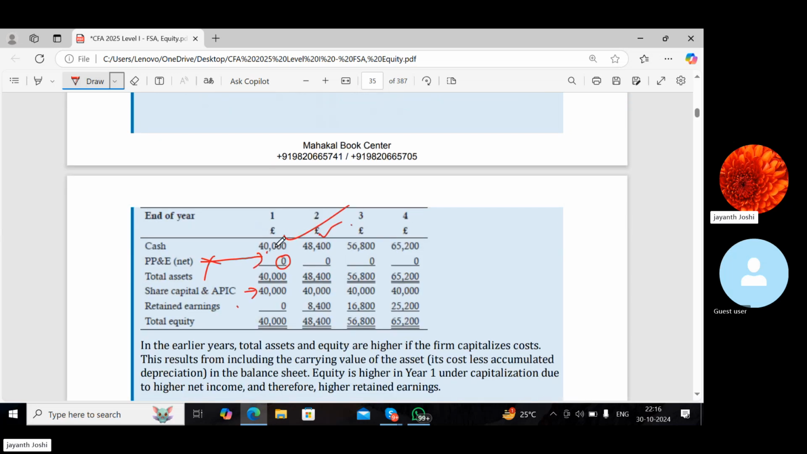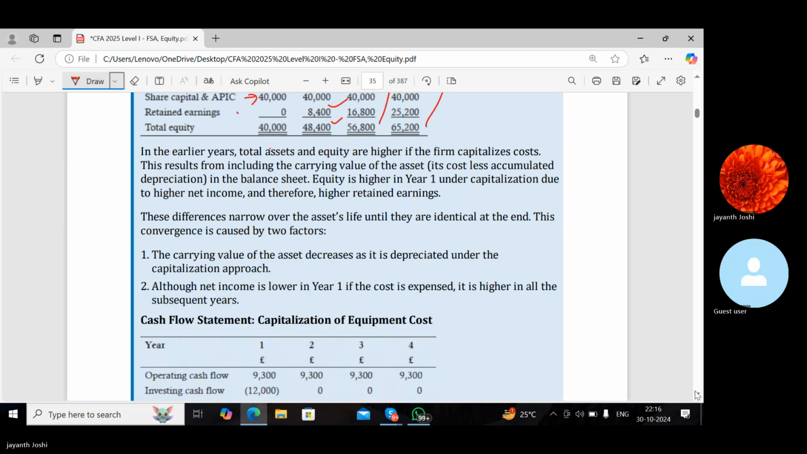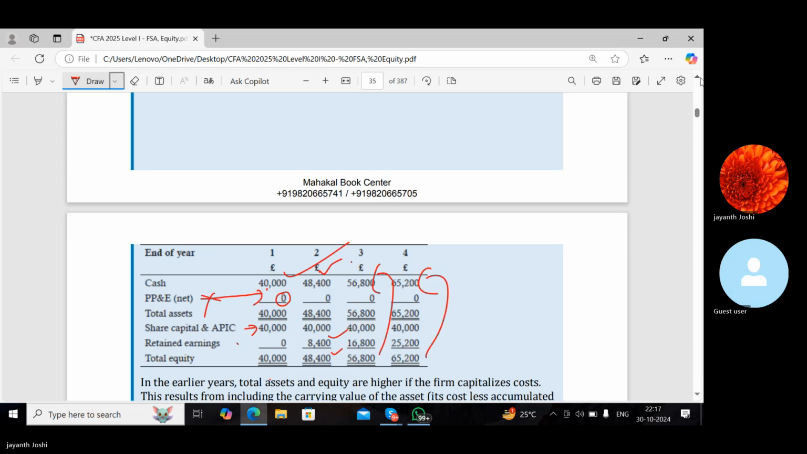In the same way, here 40,000, then again I know my retained earnings is 8,400, 48,400, and this is my property, plant and equipment 0, my cash is this. Again, the same thing goes there. So now we will go for the cash flow statement. So you can check.